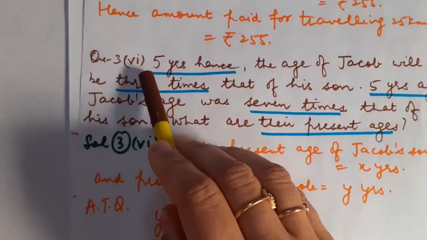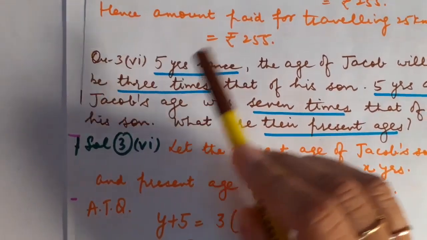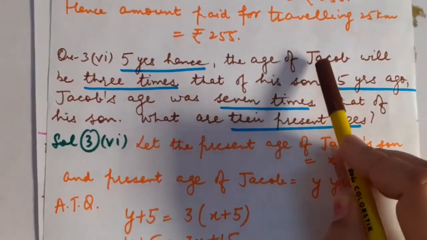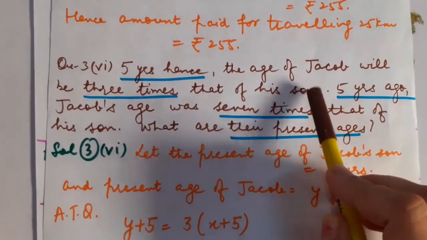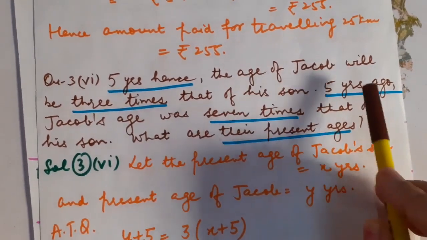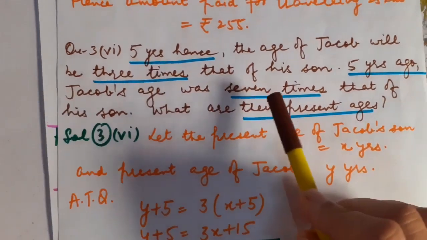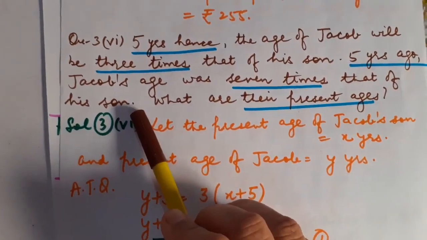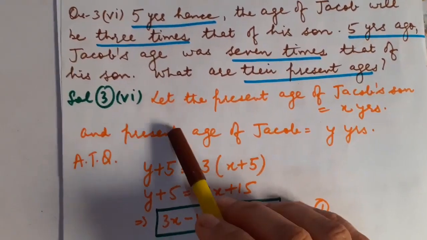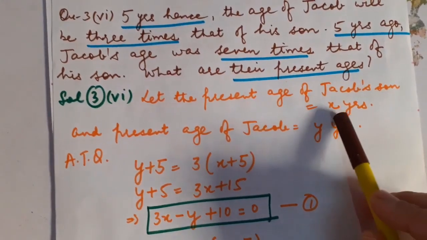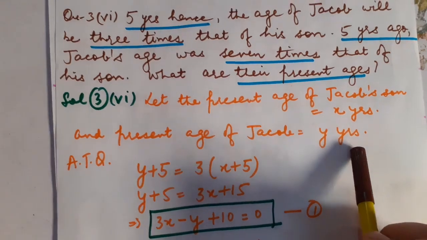Now this is the next question, next statement sum. This is question number 3, 6th part. 5 years hence means 5 years later, the age of Jacob will be 3 times, means thrice, that of his son's age. 5 years ago, Jacob's age was 7 times that of his son's age. So what are their present ages? So what is to be done? Let the present age of Jacob's son be x years. And the present age of Jacob I have considered as y years.